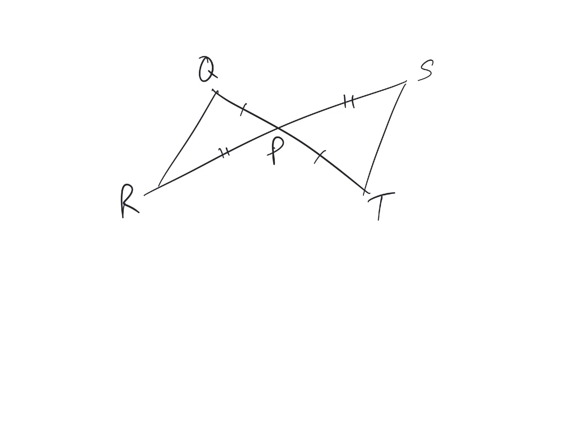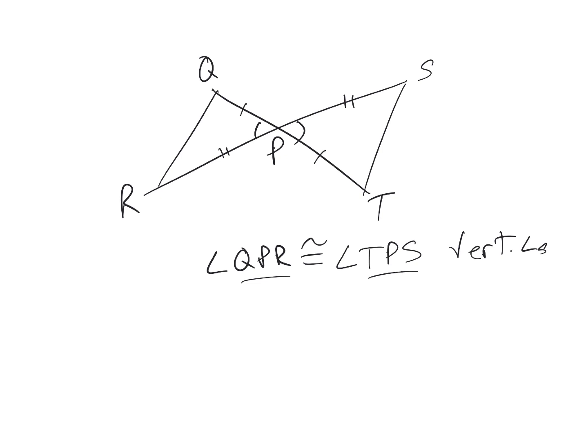All right, you need to go back. Okay, so QPR is congruent to TPS, vertical angles. So you'd say angle QPR is congruent to angle TPS, vertical angles. Does it matter what order we put the angle letters? P needs to be in the middle. Okay, that'll be good enough for me for now.